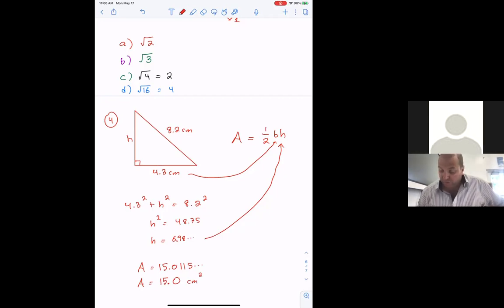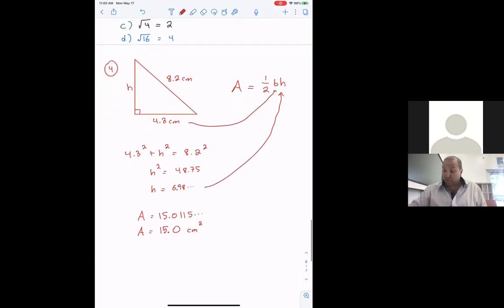Just curious, had I rounded h to 7.0, multiplied by 4.3, and then divided by 2, I actually would have gotten 15.1 square centimeters. So yes, it is important not to round until you're done with the problem, or you will not get the value that the IB is expecting, and therefore you will not get it correct.